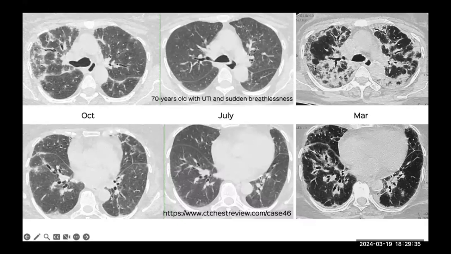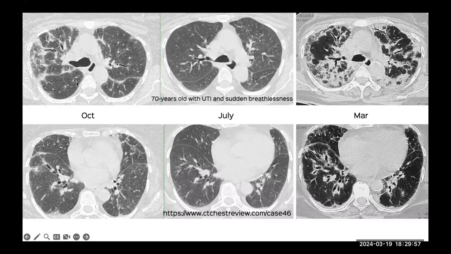This patient had a UTI, was on nitrofurantoin, and had this classic perilobular and peribronchovascular OP pattern. You see the peribronchovascular distribution here. We figured out it was nitrofurantoin. She stopped it and everything disappeared, but the urologist restarted it because there was some miscommunication, and it kind of came back.